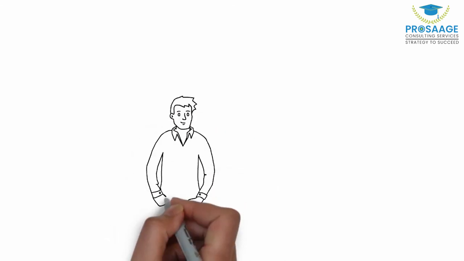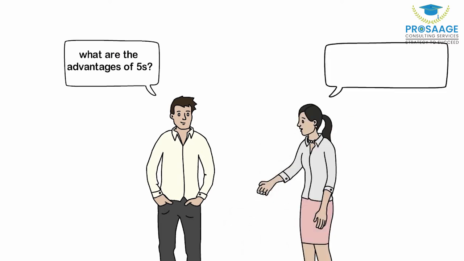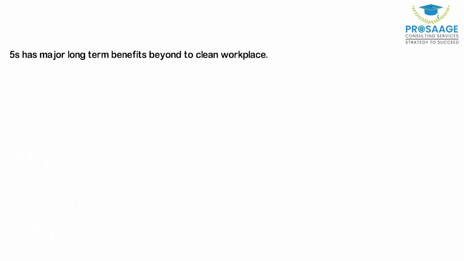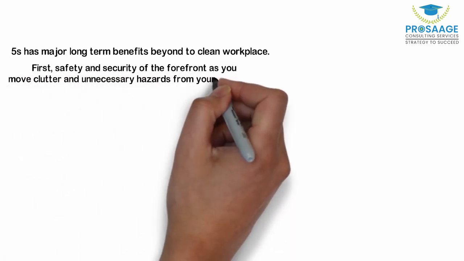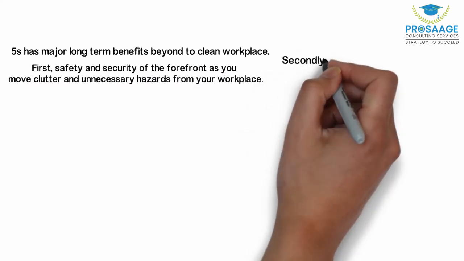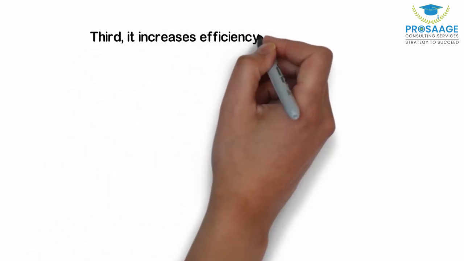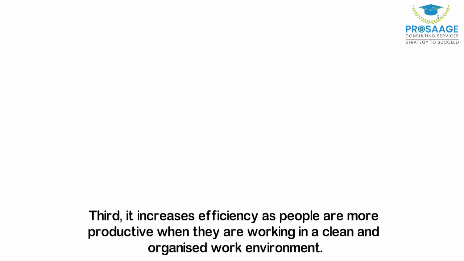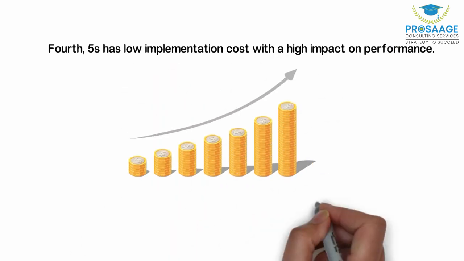Being curious, Ron asked, "What are the advantages of 5S?" Amy explained, "It is part of human nature to store things just in case they are required. 5S has major long-term benefits beyond a clean workplace. First, safety and security are at the forefront as you remove clutter and unnecessary hazards from your workplace. Secondly, 5S helps to eliminate waste. Third, it increases efficiency as people are more productive when they are working in a clean and organized work environment. Fourth, 5S has low implementation costs with a high impact on performance."